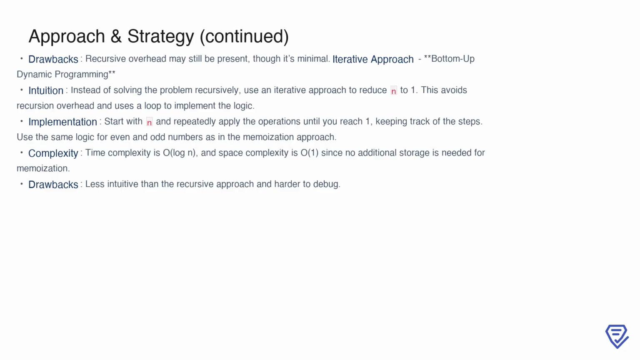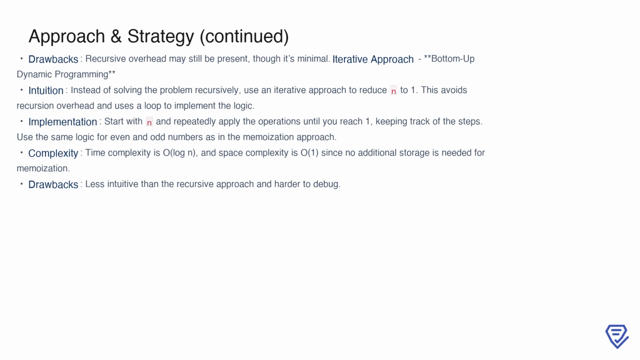Instead of solving the problem recursively, this method involves a simple loop to reduce n to 1, applying the same rules as before. If n is even, we divide it by 2. If it's odd, we choose between incrementing or decrementing n based on which path minimizes steps. This approach is straightforward in its logic and avoids recursion entirely, thereby reducing space complexity to O(1), as no additional storage is required beyond a counter for the steps.